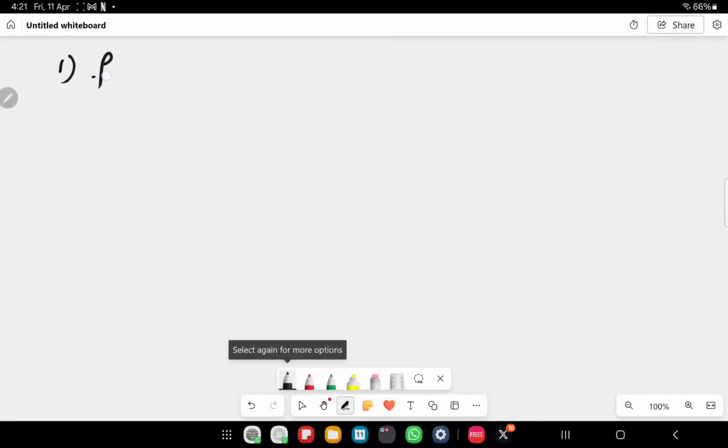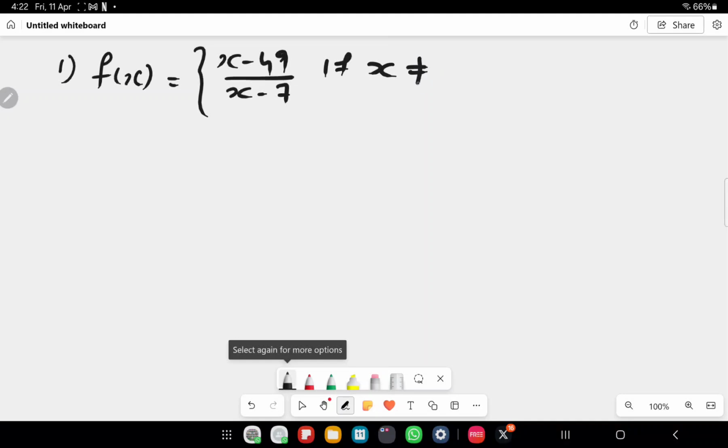f of x is equal to (x square minus 49) divided by (x minus 7) if x not equal to 7, and 14 if x equal to 7.